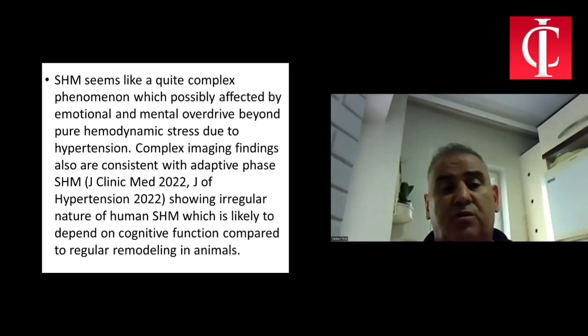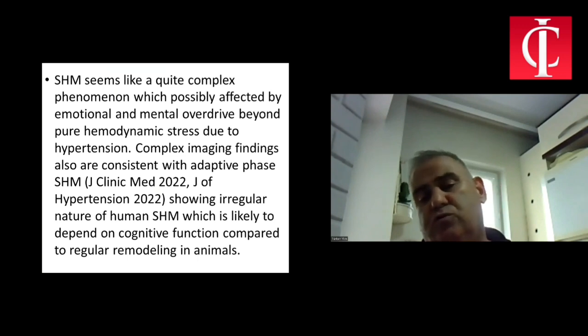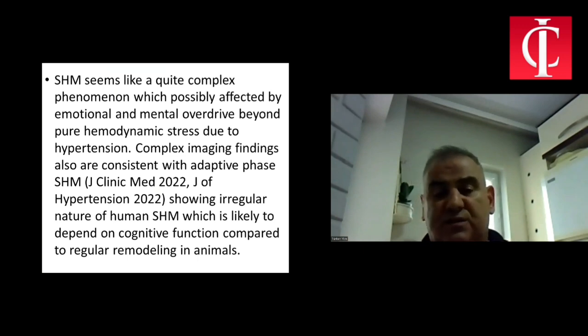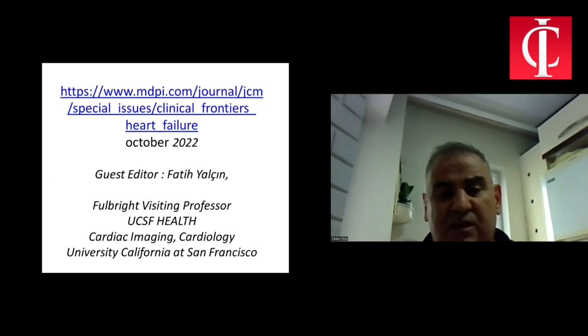mental overdrive beyond pure hemodynamic stress due to hypertension. Complex imaging findings are also consistent with an adaptive phase, which includes both septal basal hypertrophy and hyperdynamic segmental motion under stress, showing the irregular nature of human stress heart morphology, which is likely to depend on cognitive function, compared to regular remodeling in animals, according to our previous animal validation studies.